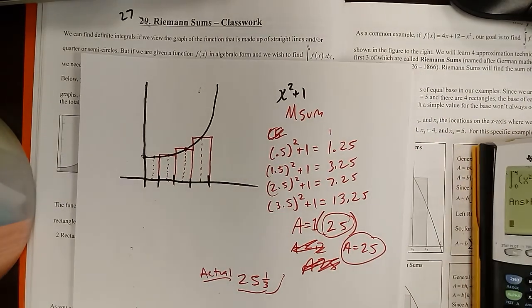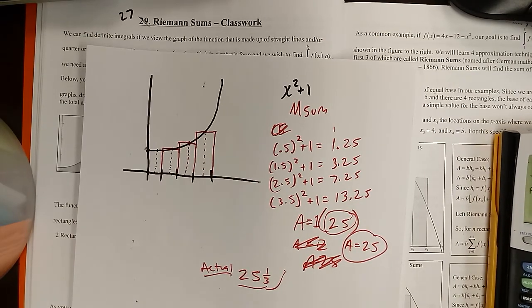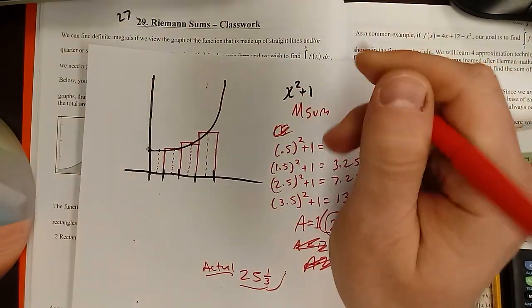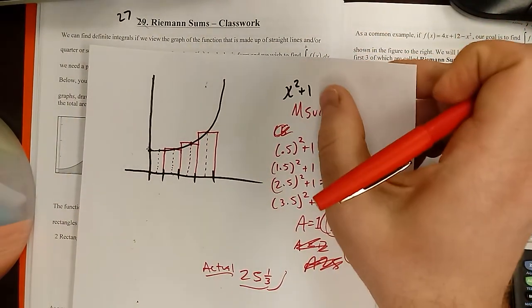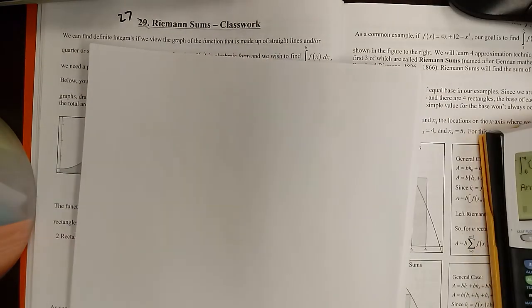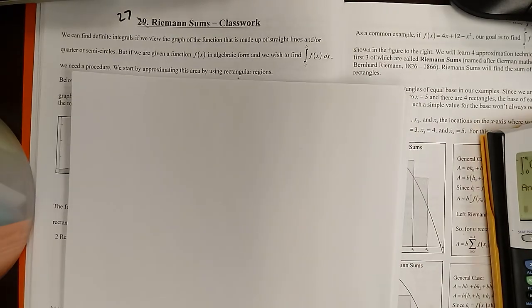Imagine what would happen at 57 rectangles or at 8,000 rectangles. The thinner those rectangles are, the less space there is that we're missing. But no way am I doing that. I could write a computer program to do it though. Okay, we have one more sum type that we have to talk about, and it's called the trapezoidal sum.